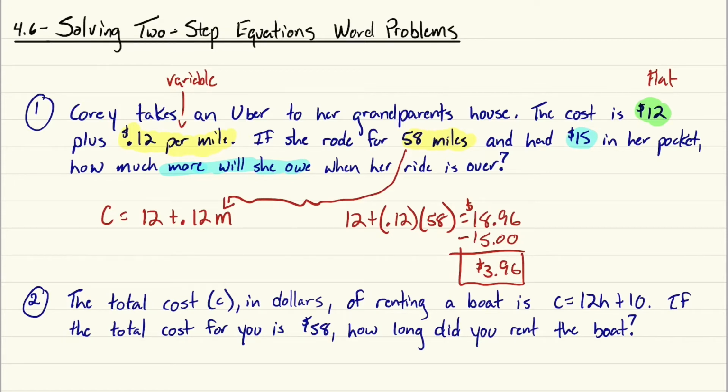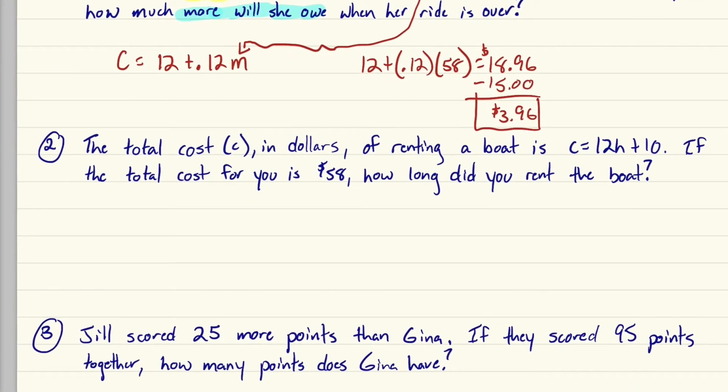So, we were able to write the equation based on the flat and variable costs of the Uber. Then we plugged in for how many miles she rode, found the cost, and then we took off the $15 she already had, so she only owed an additional $3.96. Cool. All right, moving up to number 2 here.